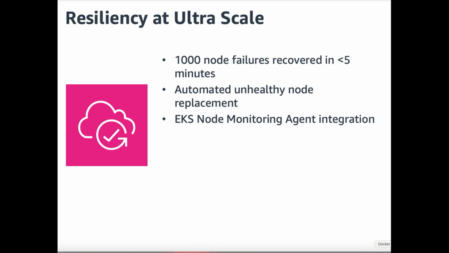Resiliency testing validates that ultra scale clusters can handle the operational challenges that become more likely as system size increases. We induced health degradations across 1,000 nodes and measured the time required for the EKS node monitoring agent to detect and mark them as unhealthy, and for Karpenter to perform node auto repair by replacing them with healthy nodes. The results were impressive. All 1,000 degraded nodes were replaced with healthy new nodes in under 5 minutes. This demonstrates that even significant infrastructure failures can be detected and remediated quickly at ultra scale.